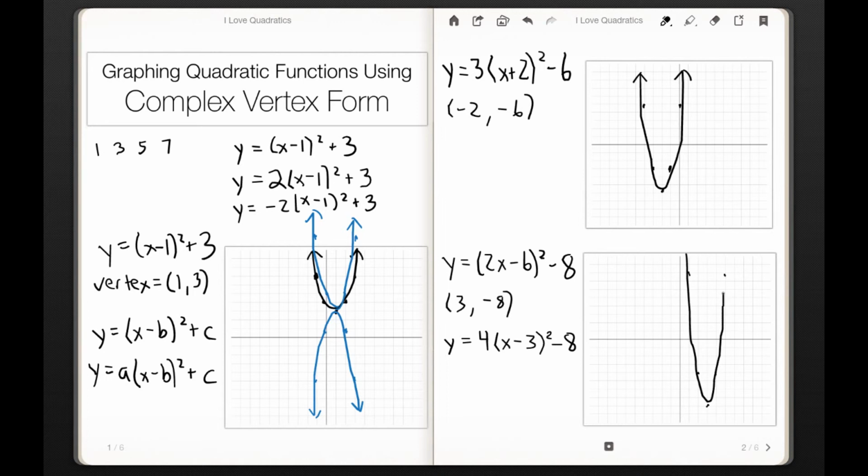So now that we had an a term of 4, this graph just keeps getting steeper and steeper and steeper. You can see here was 1 in front of the x, there's 2, there's 3, there's 4. So the higher the a value gets, the steeper the graph gets.